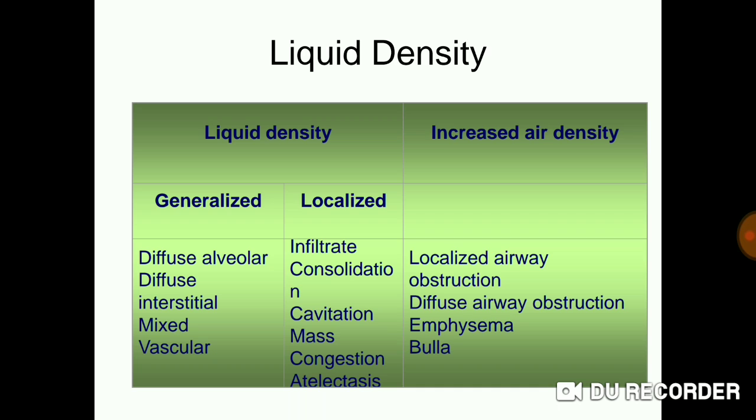Liquid density or increased air density. Liquid density is divided into two: generalized and localized. In generalized, there are four types: diffuse alveolar, diffuse interstitial, mixed, and vascular. In localized liquid density: infiltrate, consolidation, cavitation, mass, congestion, atelectasis. Increased air density: localized airway obstruction, diffuse airway obstruction, emphysema, and bulla.